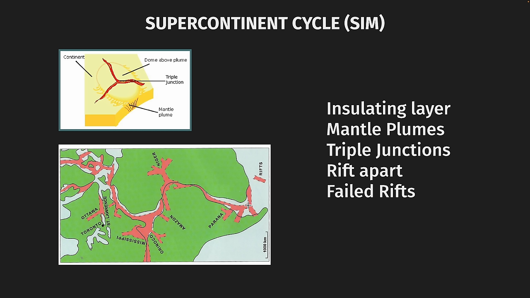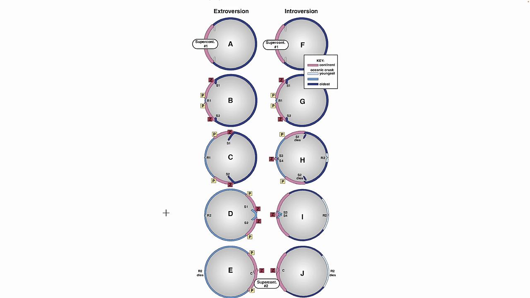We're going to make triple junctions, join them up, rift the continents apart. Now, the way in which they rift apart, drift away from one another, follows two main tracks. Technically, it follows three, but we don't even need to get into that. I would even say it should just follow one track for the sake of simplicity, and that is extroversion.